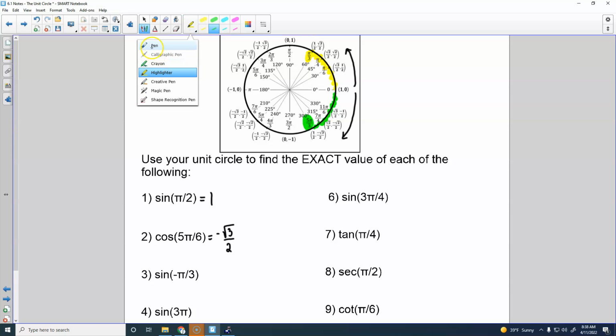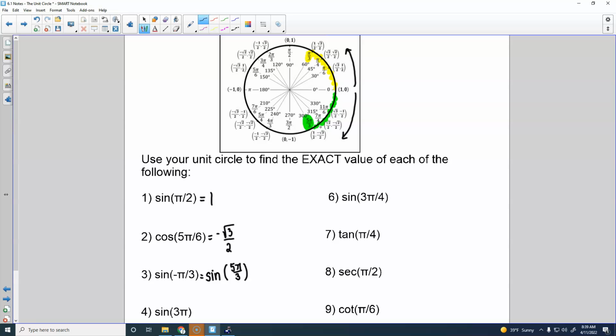So sine of negative pi over 3 is the same as sine of 5 pi over 3. We would call negative pi over 3 and 5 pi over 3 coterminal angles. It means that the terminal side, the angle that points to our answer, is in the same place. So 5 pi over 3 has the same sine and cosine values as negative pi over 3. Those are coterminal angles.